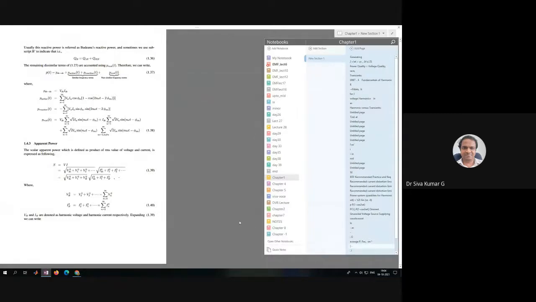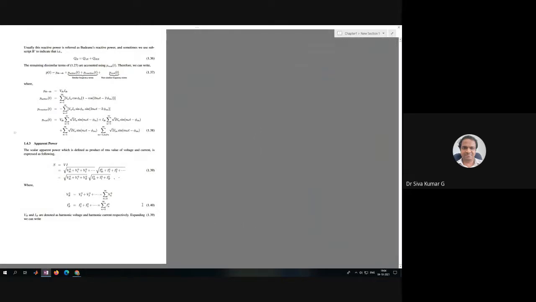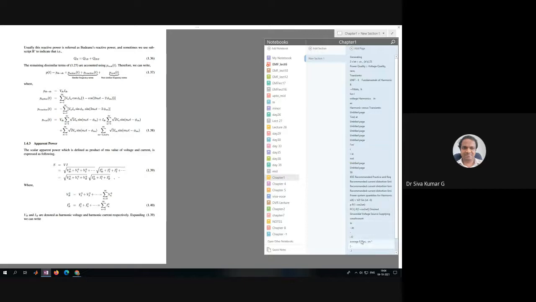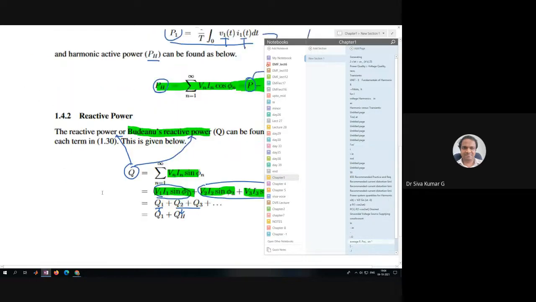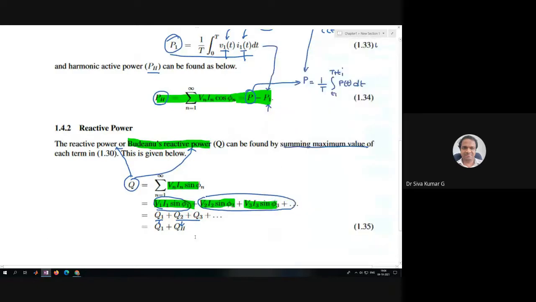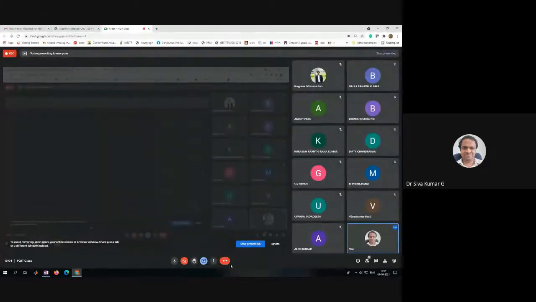We'll see in the next class the apparent power as well as power factor, and how the power factor looks when you consider non-sinusoidal voltage and non-sinusoidal current. Okay, if you have any doubts, you can ask me now.